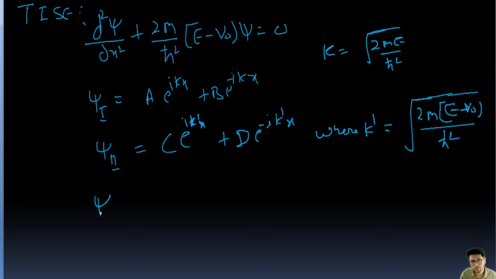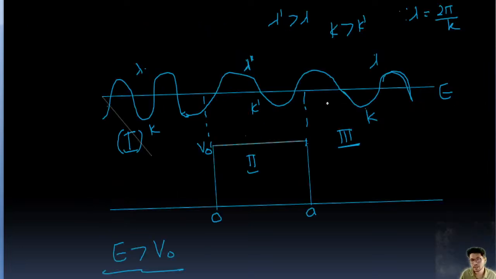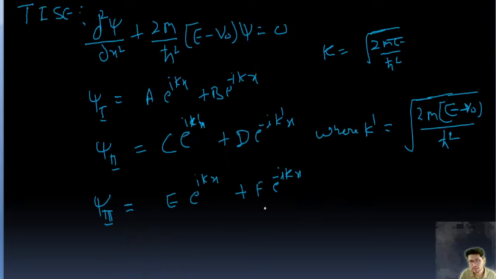For region third, the wave function psi 3 is going to be e to the power minus iota kx. There is no barrier, so the wave vector will remain the same. So psi 3 has an e to the power iota kx term and an F e to the power minus iota kx term. In region third there is no transmission, because there is no barrier, so this F is going to be 0.